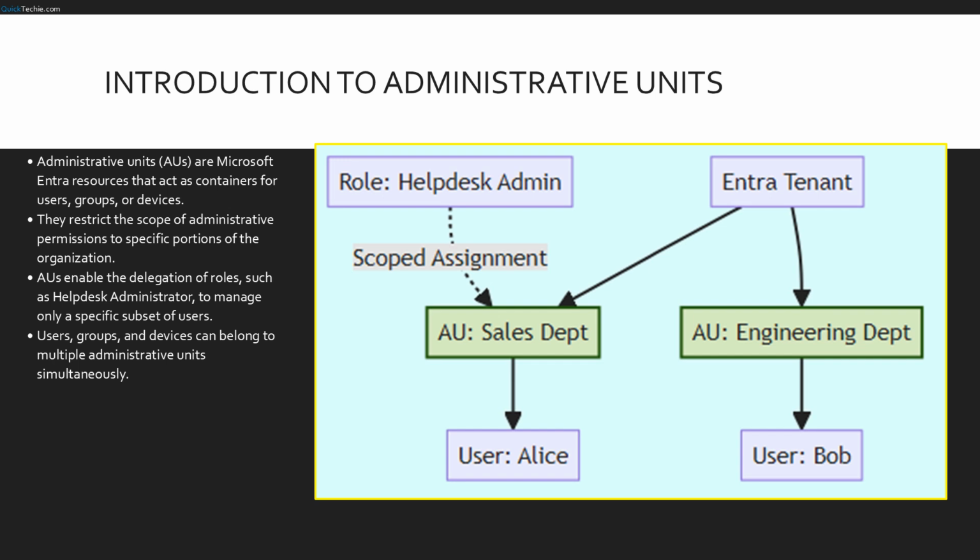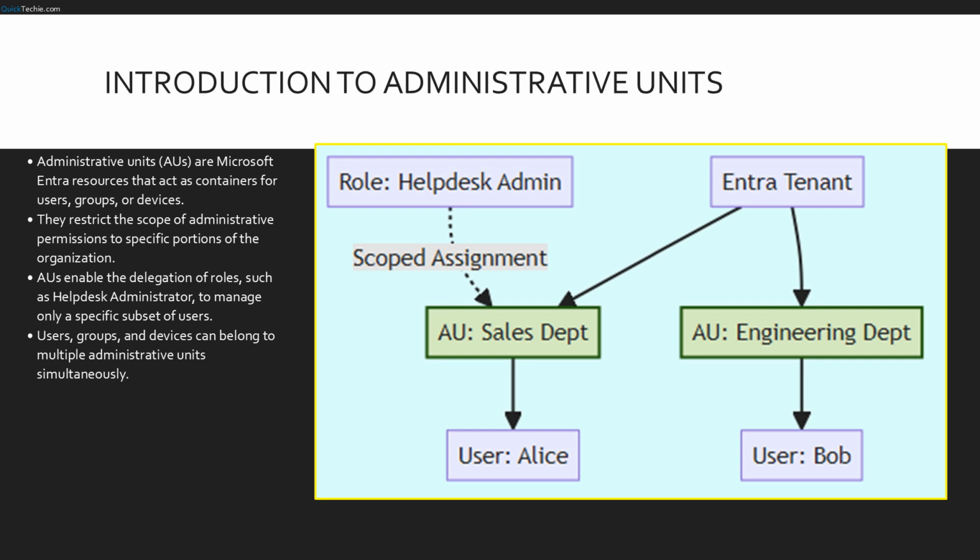It is important to note flexibility here. A single resource, such as a user, can be a member of multiple AUs. For example, a user could belong to a marketing AU and a Seattle AU, allowing different local admins to manage them based on different criteria. This structure allows you to subdivide your organization logically without creating separate tenants.